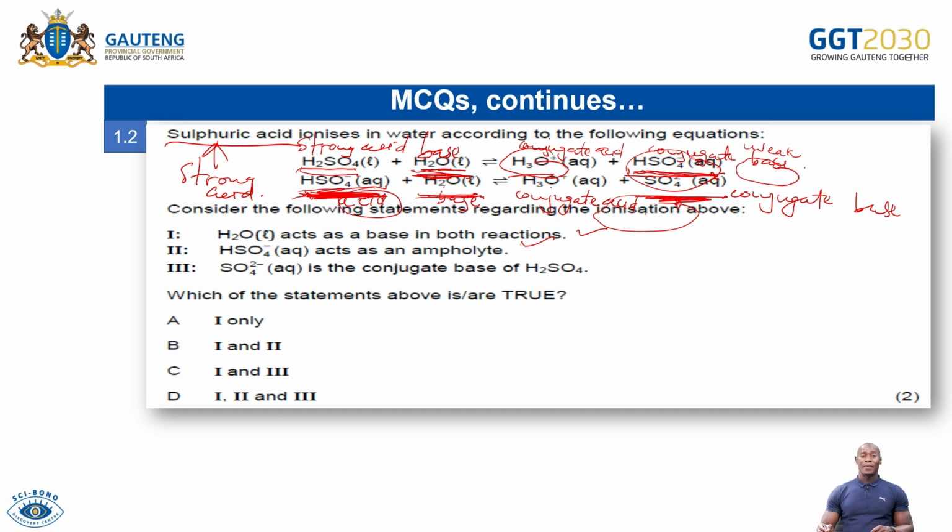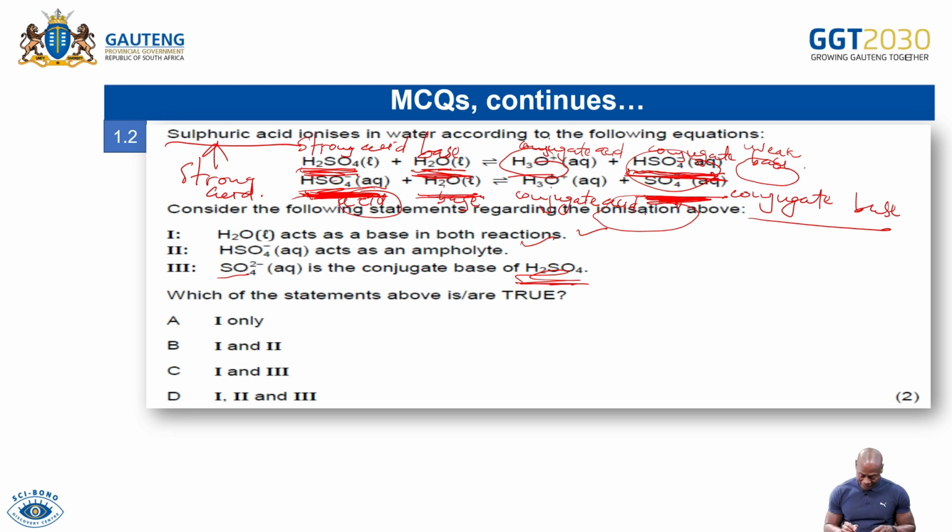Then the third option, Roman figure 3: sulfate ion is the conjugate base of sulfuric acid. Look at reaction 2. They are talking about the sulfate ion, which is in equation 2, and this sulfate ion is the conjugate base. But it is the conjugate base of which acid? Hydrogen sulfate ion, not sulfuric acid. The conjugate base of sulfuric acid is the hydrogen sulfate ion.